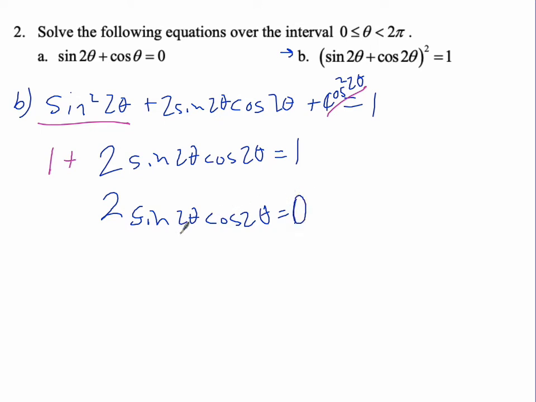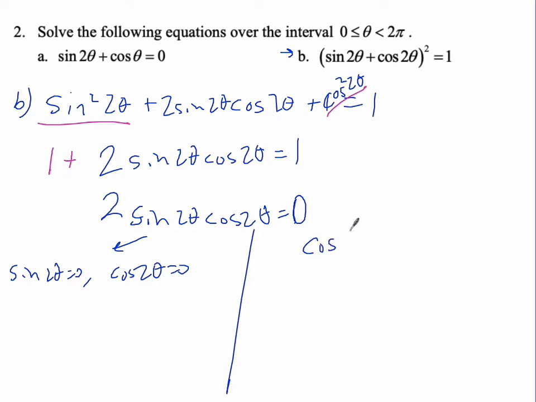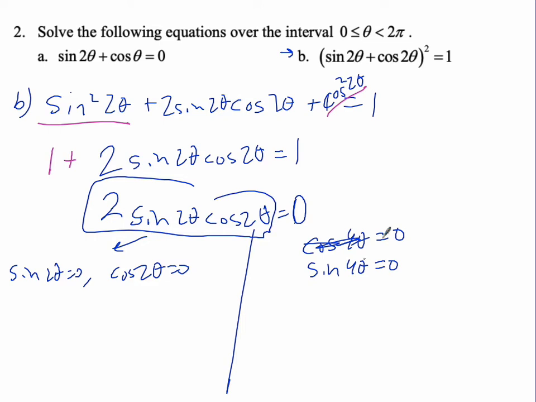So you can solve sine 2 theta equals 0, cosine 2 theta equals 0, or you can combine that and solve sine 4 theta equals 0, because that's an identity. To do that, first of all, we need the range of 4 theta. So 0 is less than or equal to 4 theta, less than 8 pi.